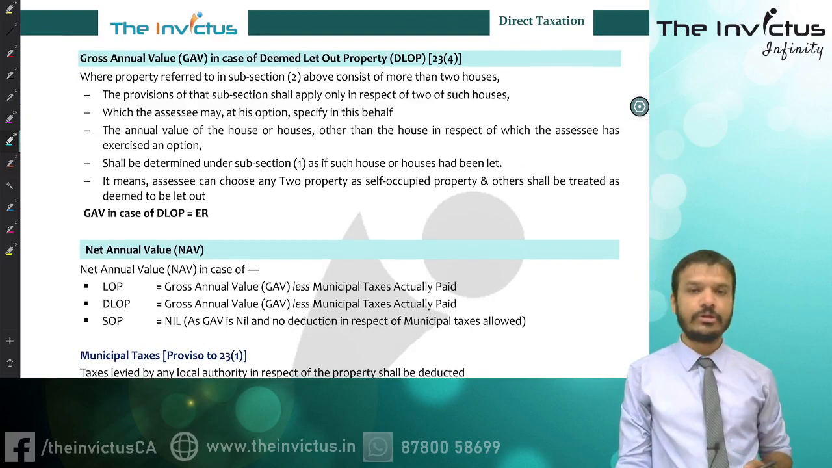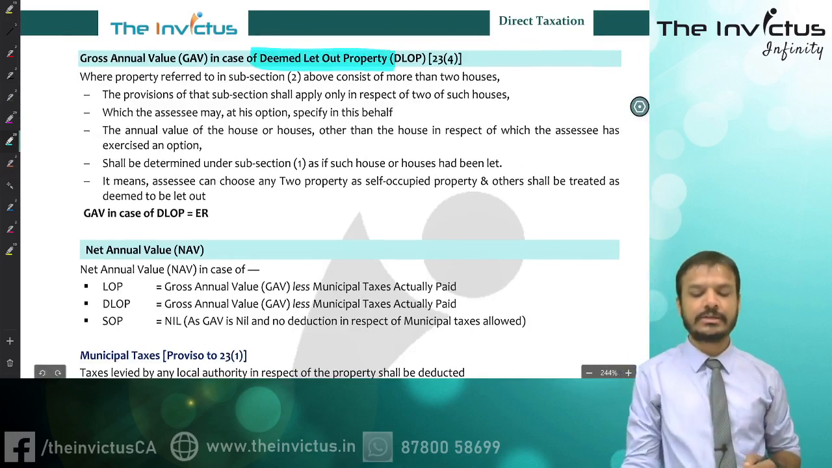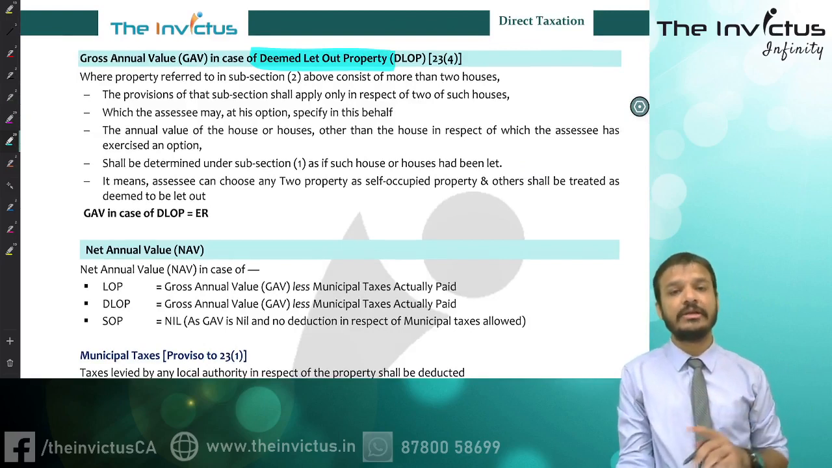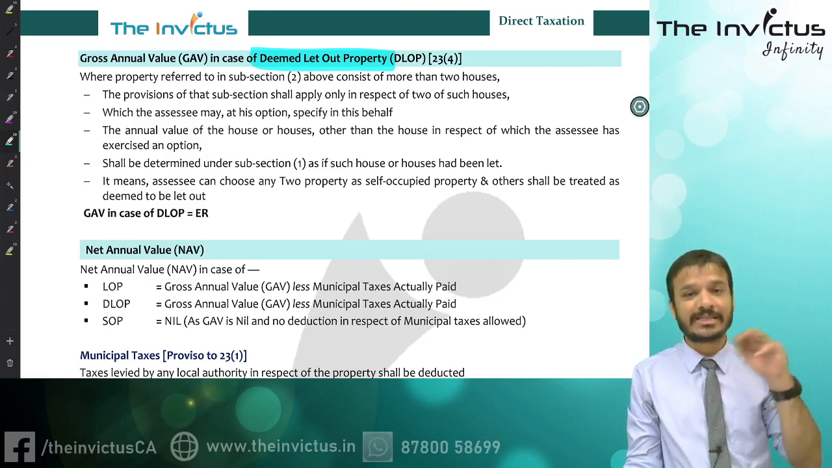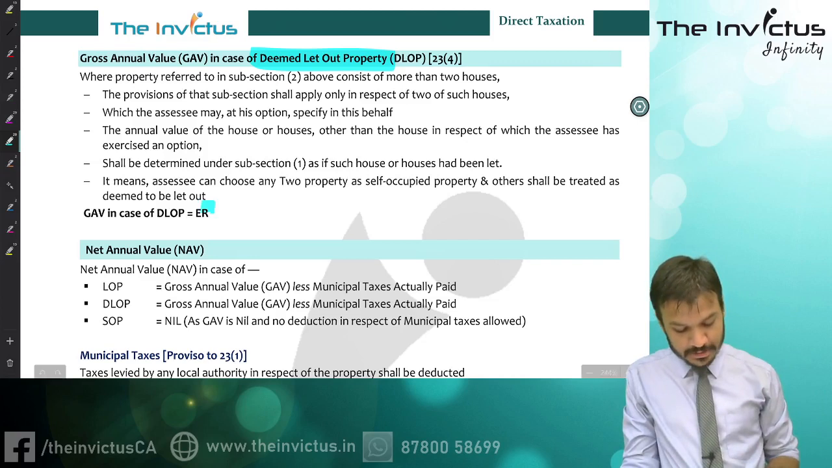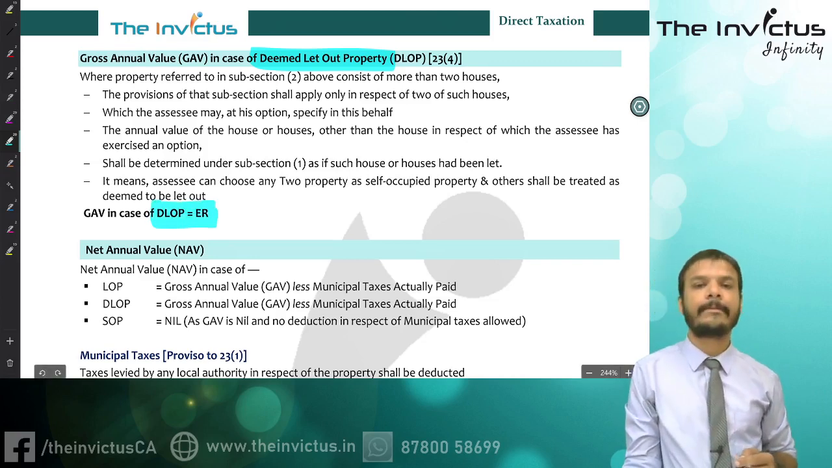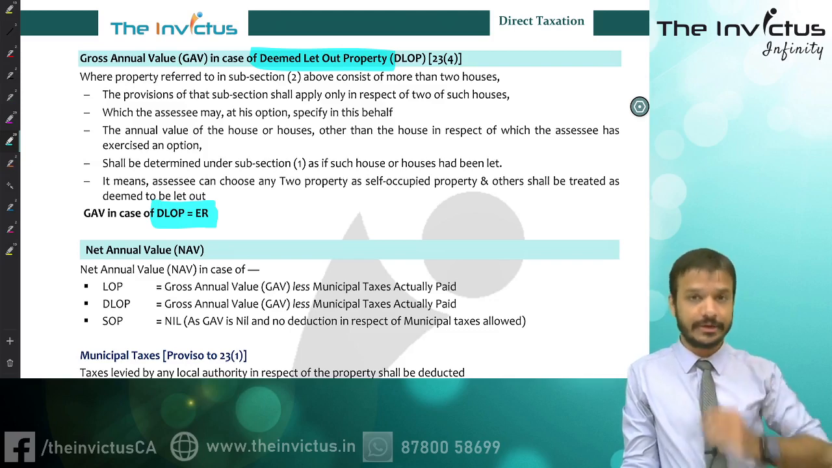Now, gross annual value in case of deemed let out property. We have already discussed this. In case of deemed let out property, there is no actual rent because the property is not actually let out. So there is no question of comparing expected rent and actual rent. Okay. So in case of deemed let out property, GAV would be what? Expected rent.